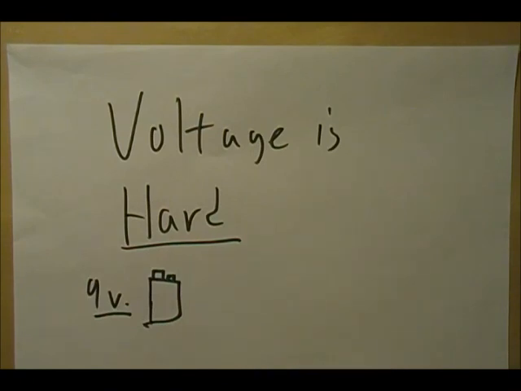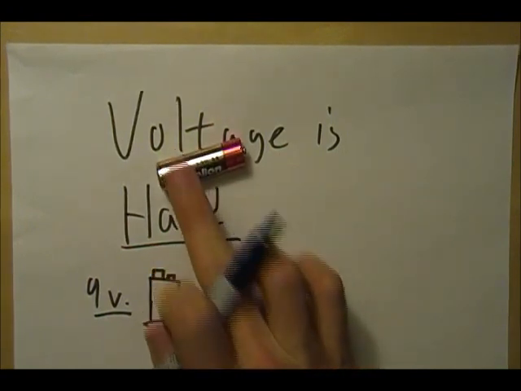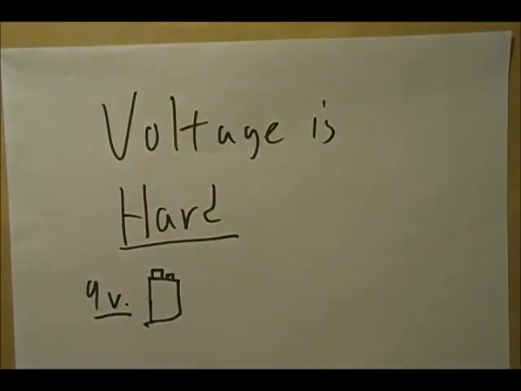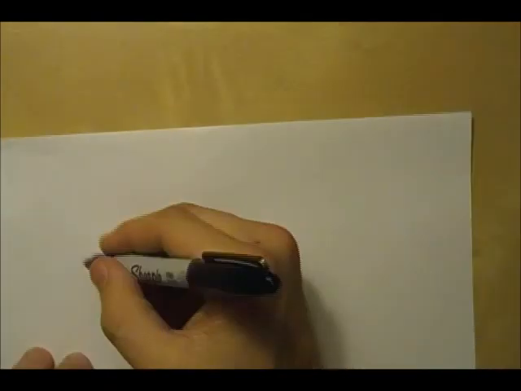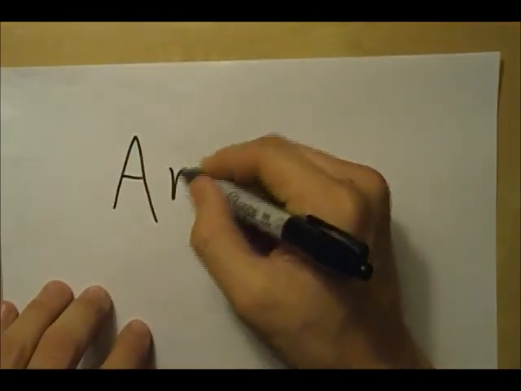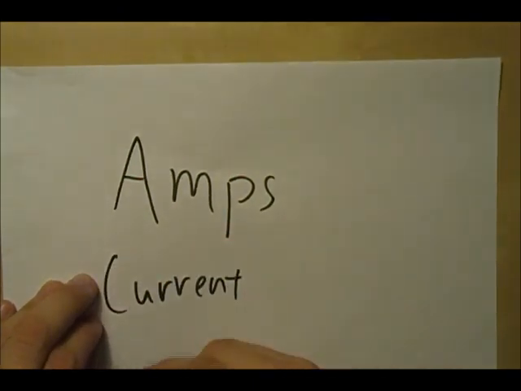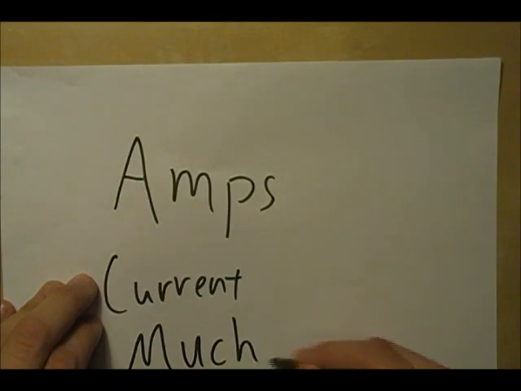Different power sources have different voltages. Like a AA battery, for example, is 1.5 volts. A AAA battery is actually also 1.5 volts. And so are C and D batteries. In order to understand the difference between those batteries, you have to understand the other part about flow. And the other part is what amps are. Now, amps are current. They're how much or how many electrons are flowing.